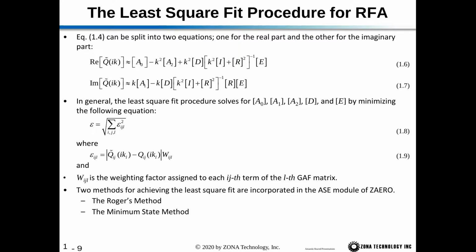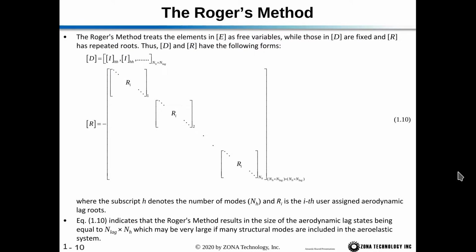And we have two methods for achieving this least square fit incorporated in the ASE module of ZAERO. We have the Rogers method and the minimum state method. So first, let's talk about the Rogers method.